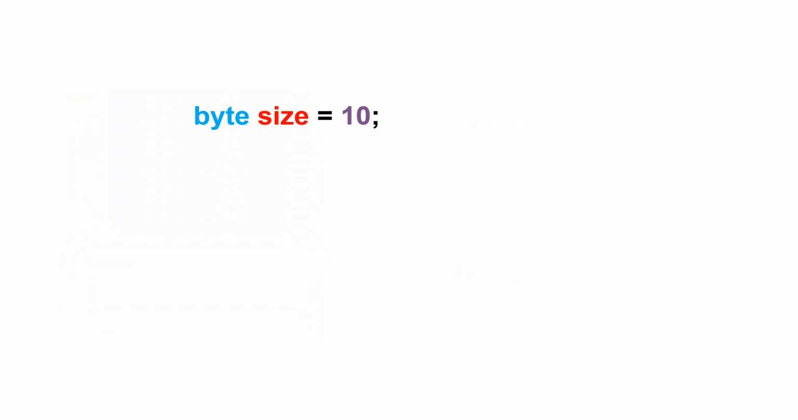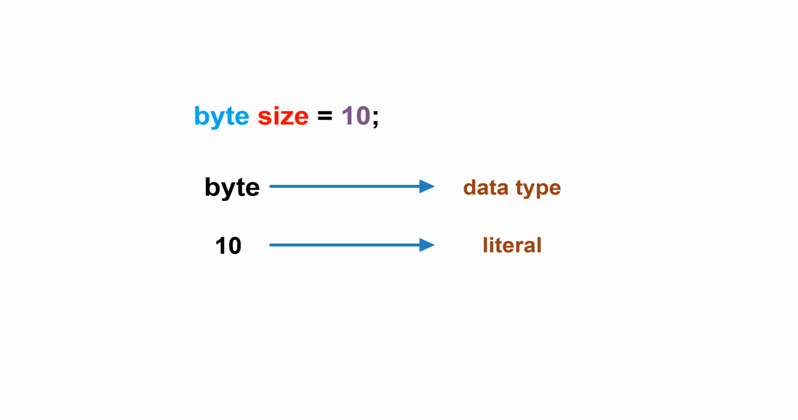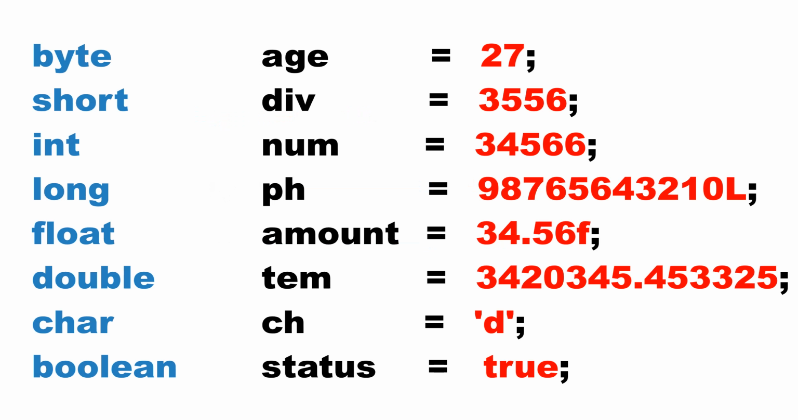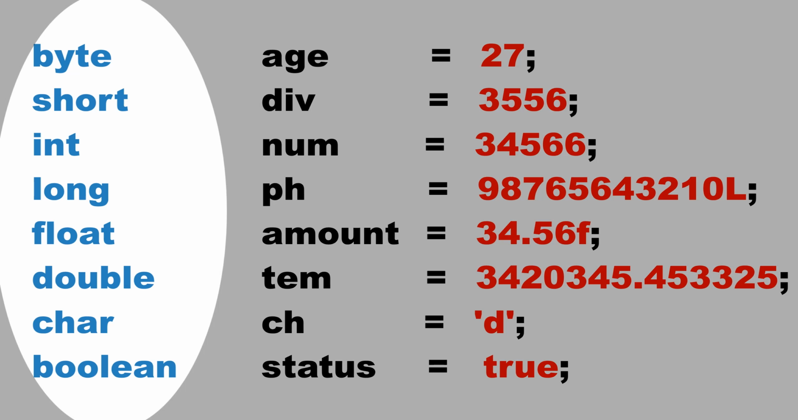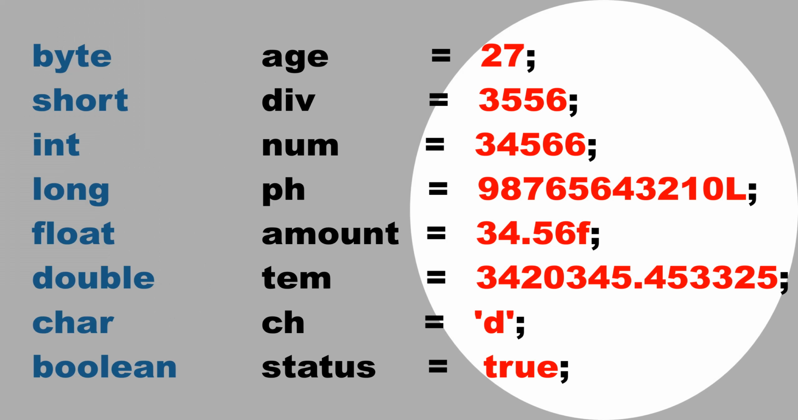In this statement, byte size equal to 10, byte represents the data type and the value which we are storing, 10, is what we call a literal. So on the whole, the left side, marked in blue, is known as data types and the right side, marked in red, is known as literals.